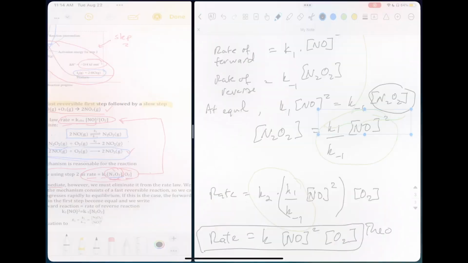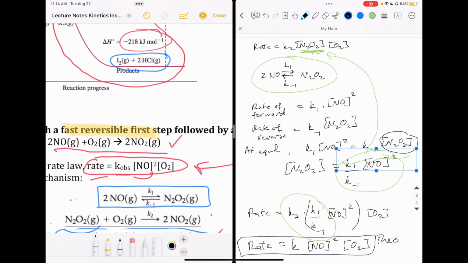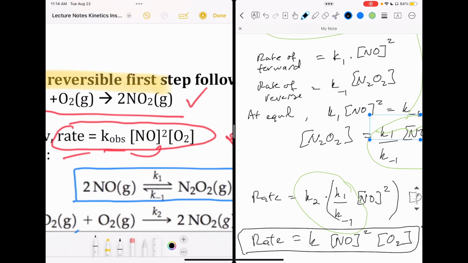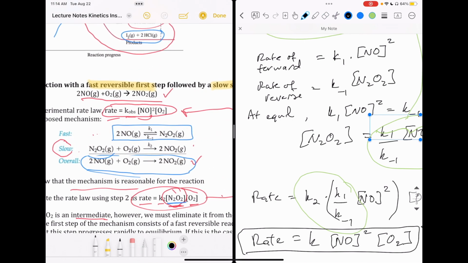Now let's take a look at the experimental rate law. The experimental rate law is given to us here in red. It's rate equals K observed times NO squared times O2. But look, now they have exactly the same form as the theoretical law. The theoretical law is shown on the right at the bottom. The experimental law is shown on the left with a red circle around it. And so we can see that they're the same form. They both have a constant term, they both have NO squared, and they both have O2. So therefore, that mechanism that we're given must be a reasonable mechanism because it satisfies all the three requirements that we had mentioned.